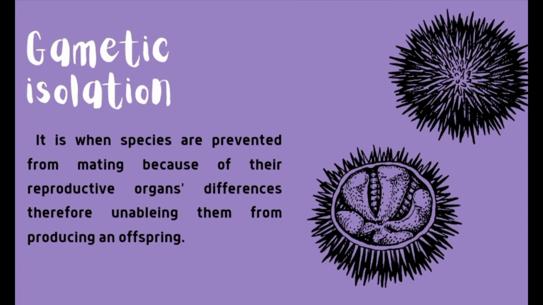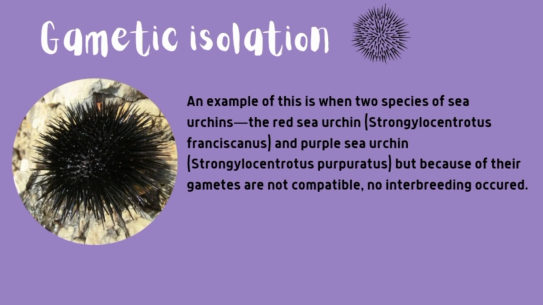It is when the species' gametes, the egg and the sperm cell, meet but no fertilization happens. An example of this is when two species of sea urchin, the red sea urchin and the purple sea urchin, try to mate but because their gametes are not compatible, no interbreeding occurred. Those are the prezygotic barriers.